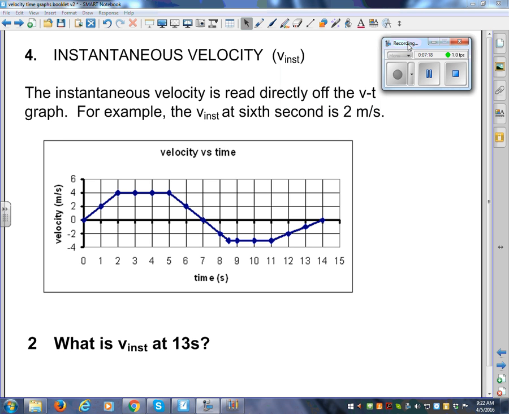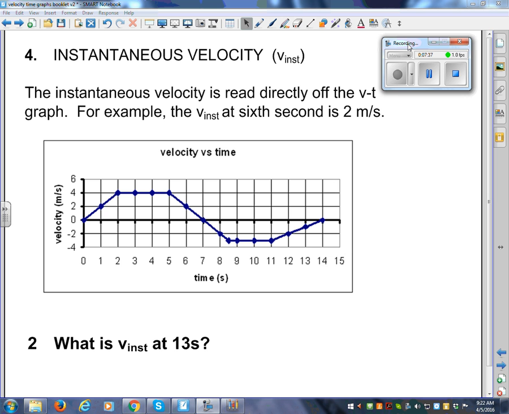Let's move on. We're going to talk about instantaneous velocity now. Okay, I've got 2 more to do here, and then I'm going to give you some time to work. So again, instantaneous velocity from a VT graph. What is this graph of? It's a velocity time graph. So Andrew, it's a graph of velocities.